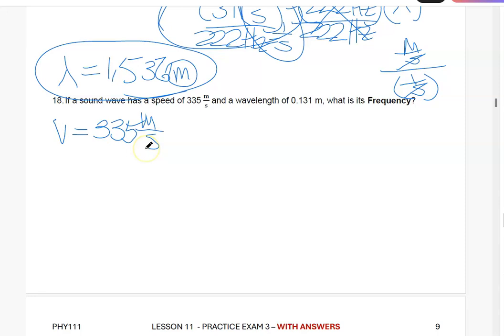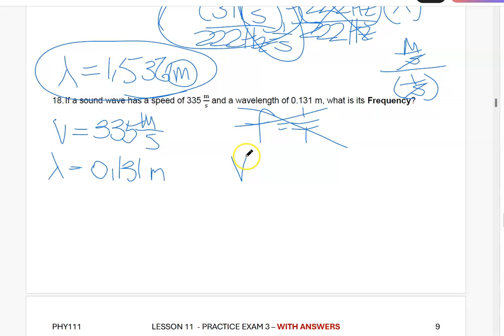Our next question asks, if a sound wave has a speed of 335 meters per second, and a wavelength of 0.131 meters, just get in the habit of writing down the parameters that you know from the problem. What is its frequency? Well, again, we have two formulas for frequency. Frequency is 1 over period, but we're not given the period, so we can't use that one. And we also know that the wave speed is equal to frequency times wavelength. And we're asked for frequency, and we know the speed, and we know the wavelength.